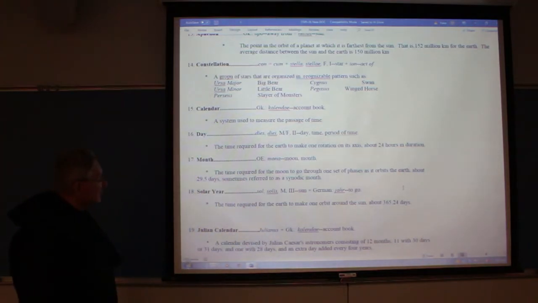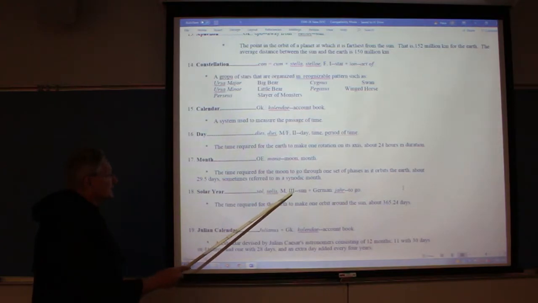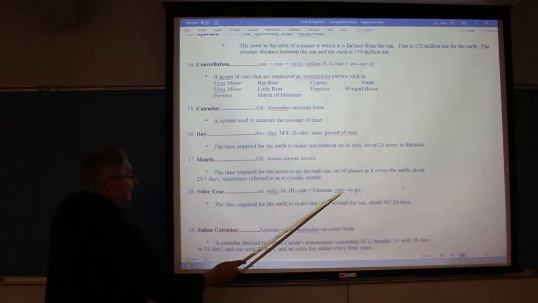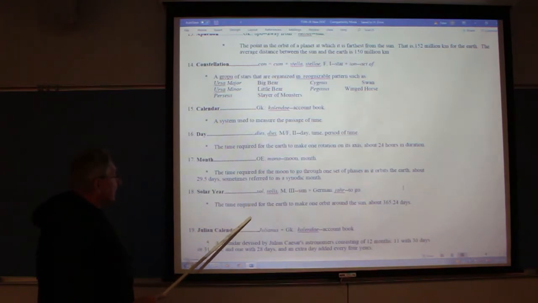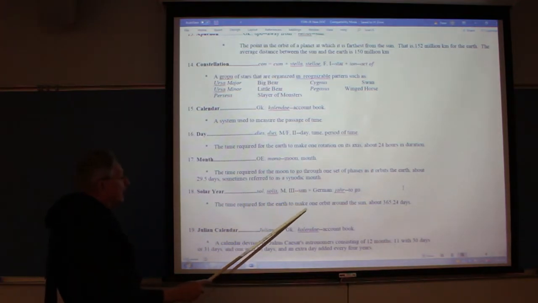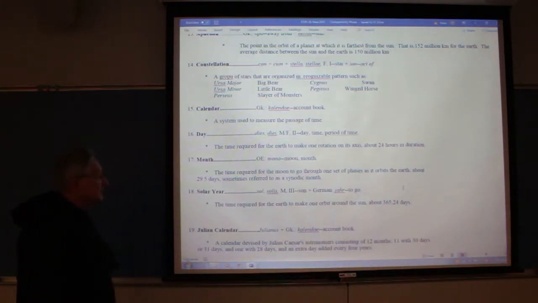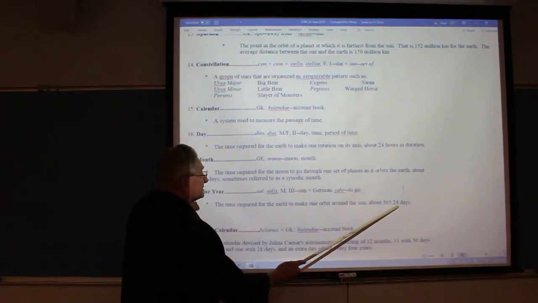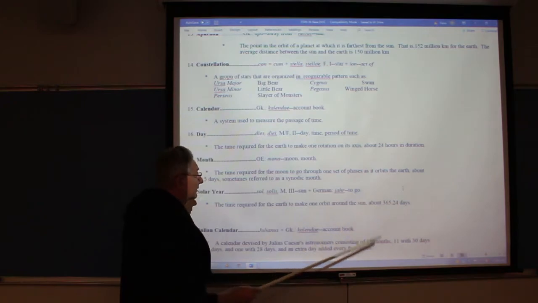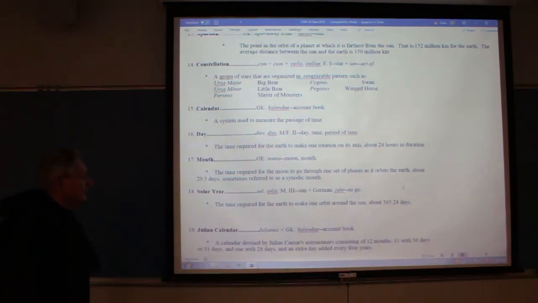Next is solar year. Of course, you understand that from sol, solus, masculine, sun, and German Jahr, year. The time required for the Earth to make one orbit around the Sun, approximately 365.24 days. So that gives you a problem, doesn't it? What do you do with those extra funny days? 0.24. Well, you know now about every 4 years we add an extra day called leap year.